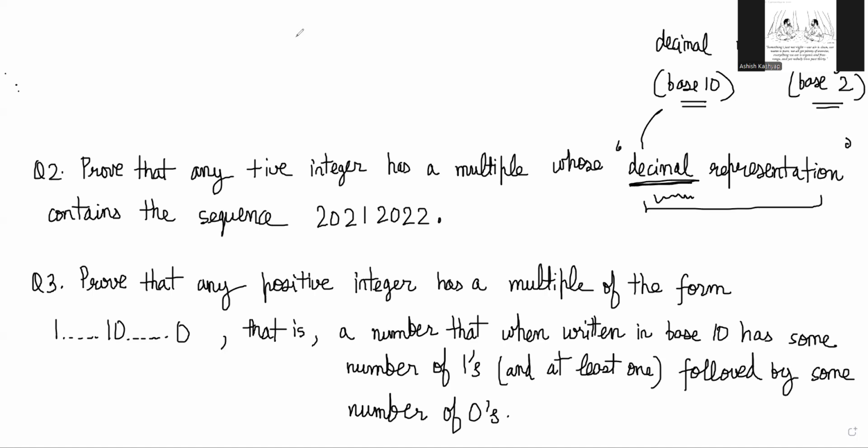Decimal representation means 20. This is a decimal representation because it's a base 10 representation. Decimal, the word means 10. Binary means 2. If somebody says hexadecimal representation, that means base 16.